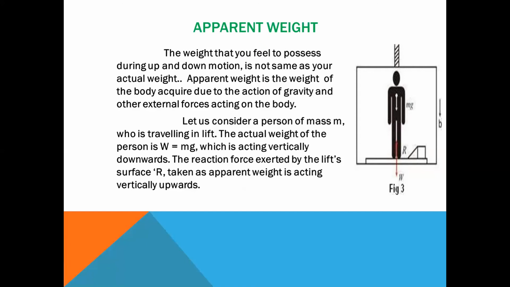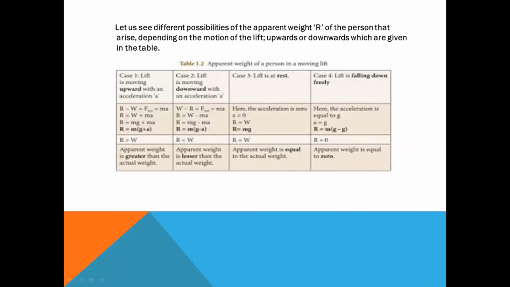The actual weight of the person is W is equal to mg, which is acting vertically downward. The reaction force exerted by the lift surface, R, taken as apparent weight, is acting vertically upwards. So we see here the weight of the person is m into g, mass into acceleration due to gravity, acting vertically downwards, whereas apparent weight R is acting vertically upwards. Next, let us see the different possibilities of the apparent weight R of a person that arise depending upon the motion of the lift upwards or downwards, which are given in the table.